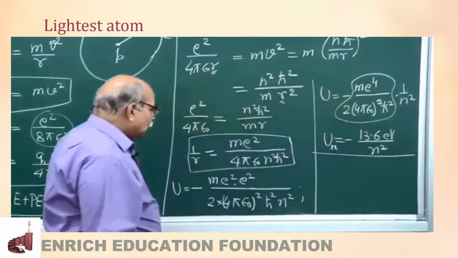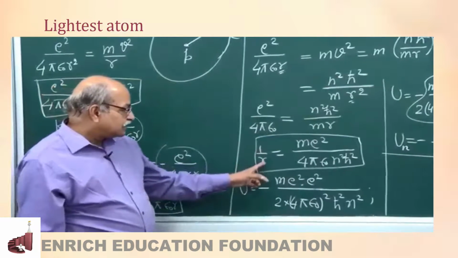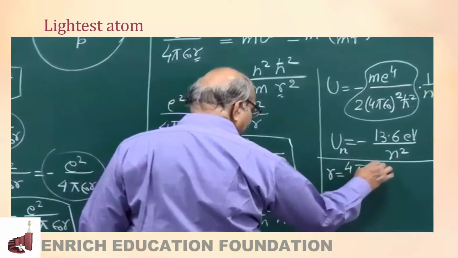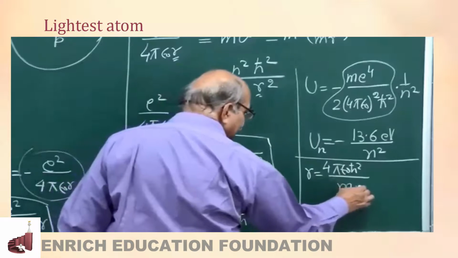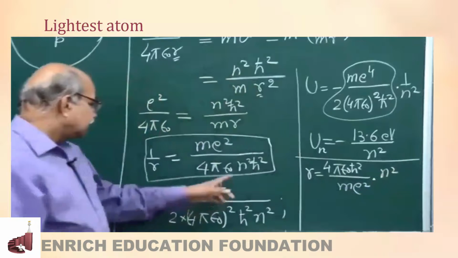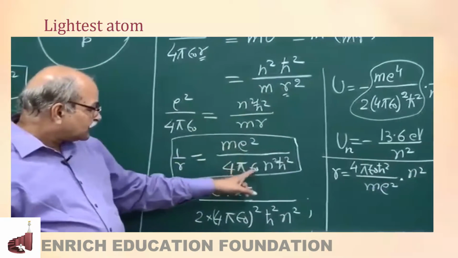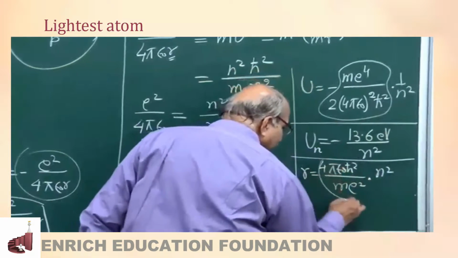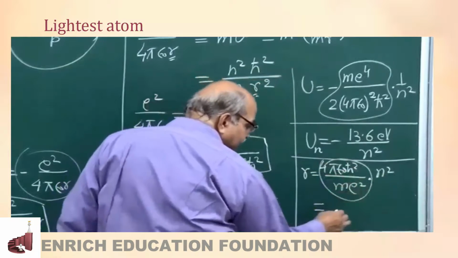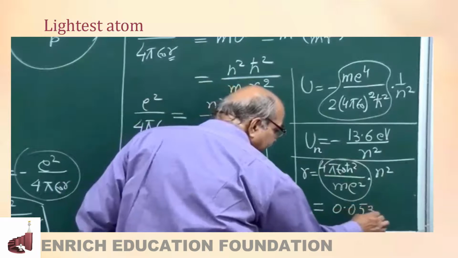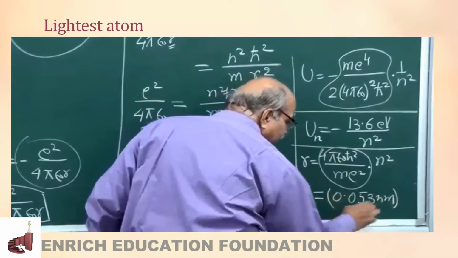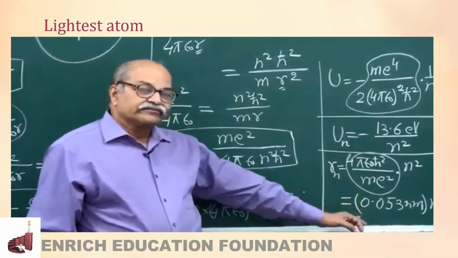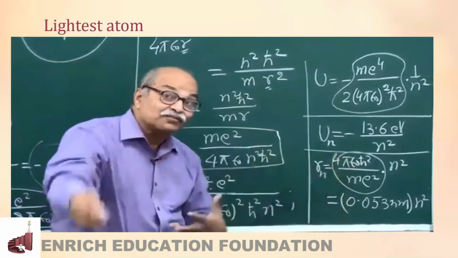And how does R vary? We have this 1 by R here, so you can write the expression of R also. R is 4 pi epsilon naught h cross square divided by m e square, multiplied by n square. This R you have to take reciprocal. So that is R, this is energy and this is radius. And this quantity once again is just a number, and if you put in all those values, that turns out to be 0.053 nanometers times n square. So you can say this is R_n. These are the radii of those special orbits, stationary orbits.